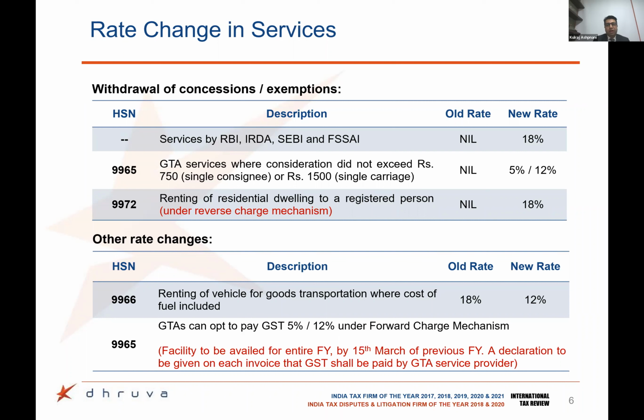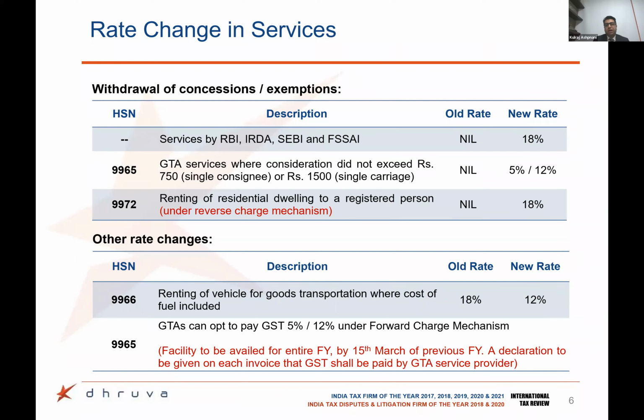Another important change which affects all registered persons is that when they take services of renting of residential dwelling from any person, those have been made subject to 18% GST, and that too under a reverse charge mechanism. This brings a lot of debate across the industry, because companies do take residential accommodation for their promoters, directors, sometimes employees, sometimes guest houses as well. Everything will now become subject to a GST of 18%.